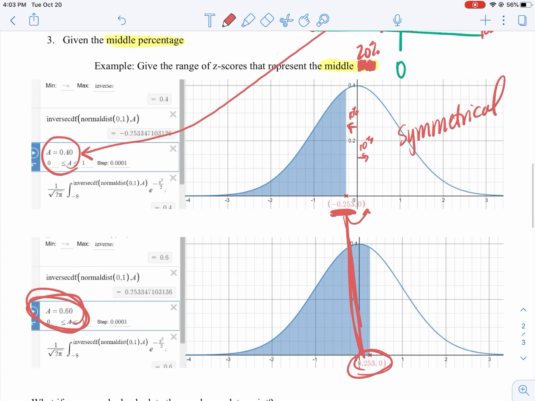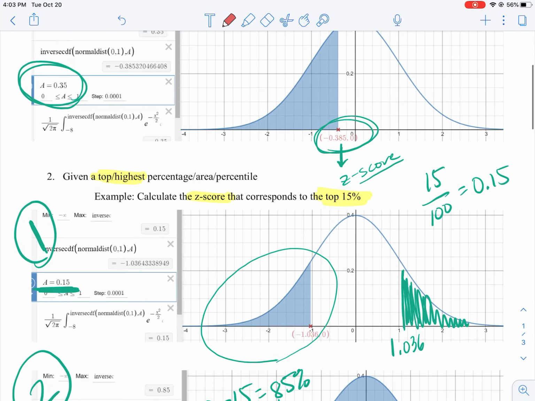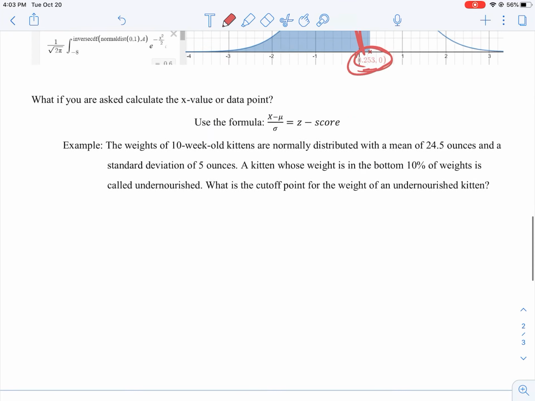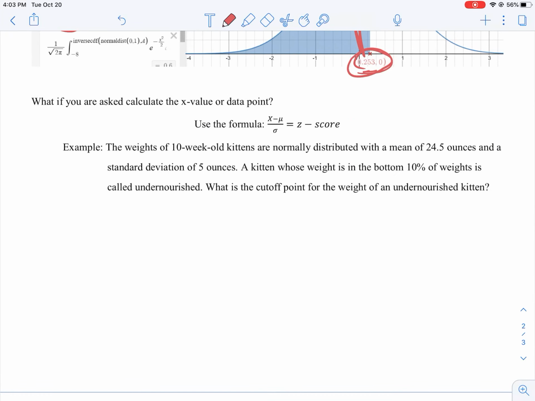Okay, so again, in this example, you can do one, you could do both, but the range here would be these z-scores. Okay, so that's how you use the Desmos calculator to get the z-scores. But then, what if you're asked for the data point, right? What if you have to do something with it? Well, that's what's next here. And that z-score is still important.